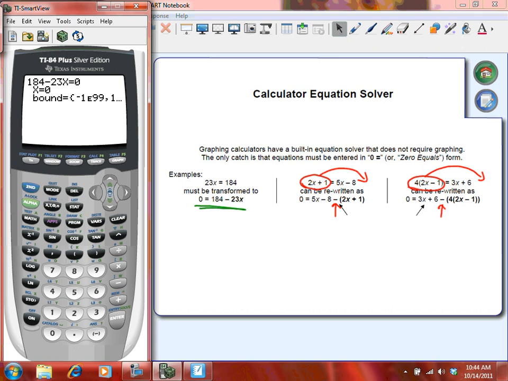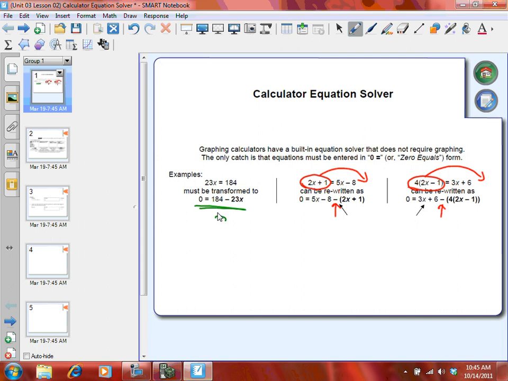Now you'll notice here it says x equals 0. The trick here, guys, is that that is not the answer. That answer is not correct. In order to get the correct answer, you're going to have to hit the green button, the alpha. Hit the green button and then Enter. And it's going to change that number to an 8. That is your solution. That is the answer to this first example. The solution to that equation is 8. So on your paper, I want you to write down 8. That is our solution to the first example. It's a little tricky.